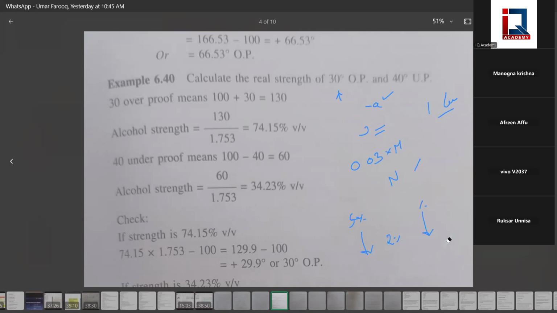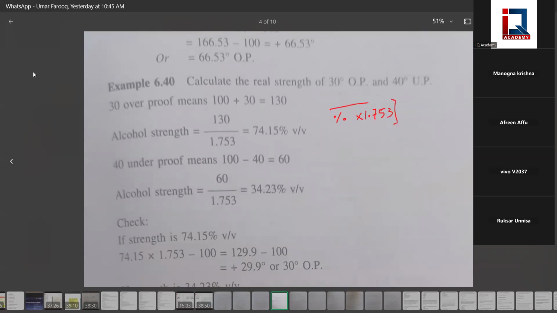And in the proof spirit calculation, you should remember different steps. What are the steps? Three steps. First step: if percentage is given, I'm repeating this multiple times so that you can remember those things, right? Take the given percentage and multiply it with 1.753. The resulting product is then subtracted by 100. Here the product we get, I'm subtracting 100 from it.